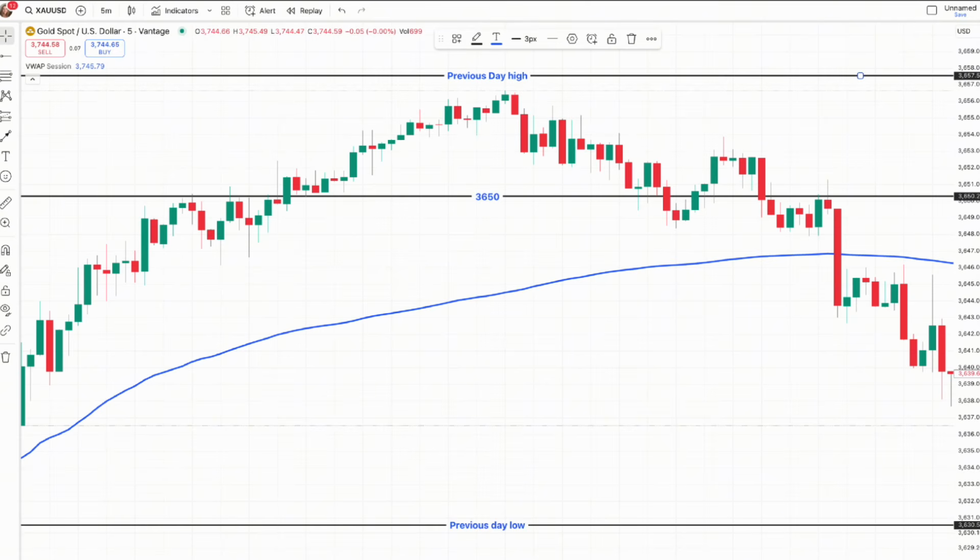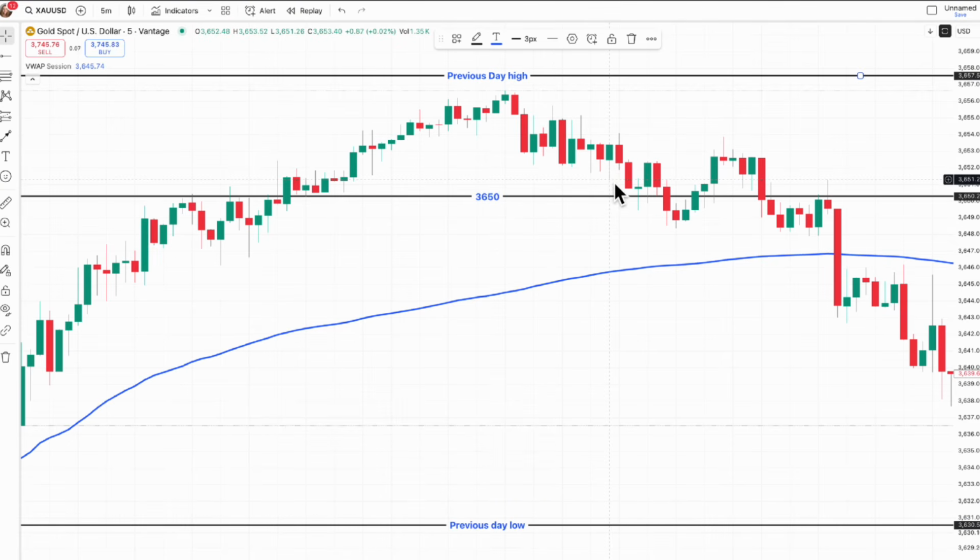So let's look at this chart for a mean reversion play with the VWAP on gold. So here's the 5-minute gold chart. VWAP is the blue line in the middle. I've marked the 3650 round number, and here you can see the previous high way above the current price for the higher time frame context, and the previous low way below. This is called an inside day.